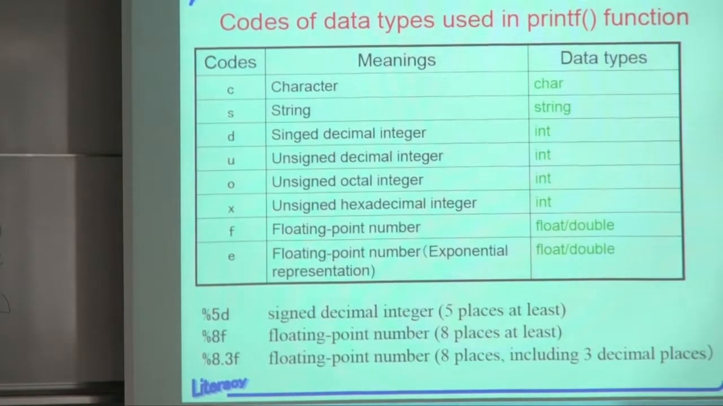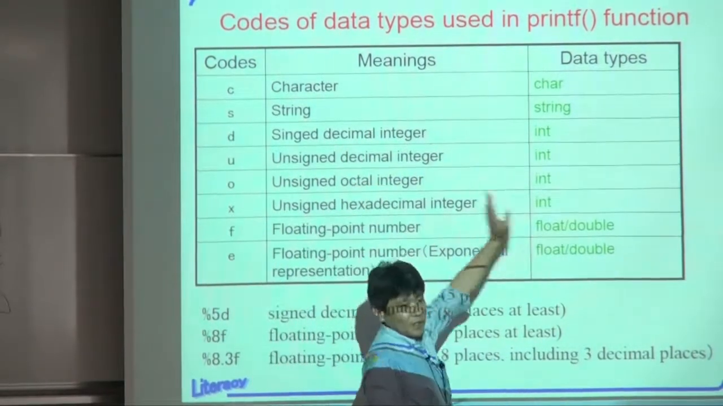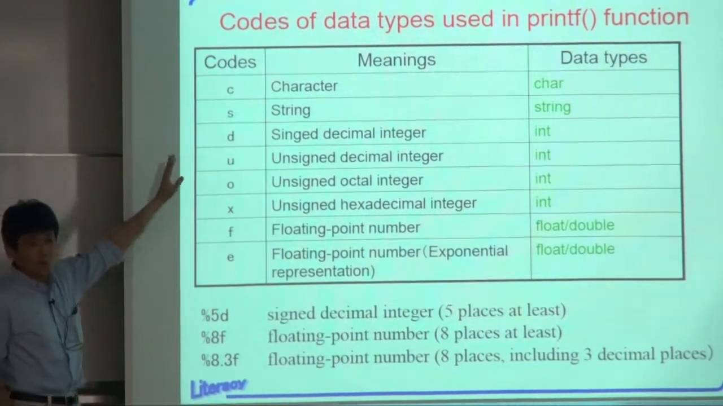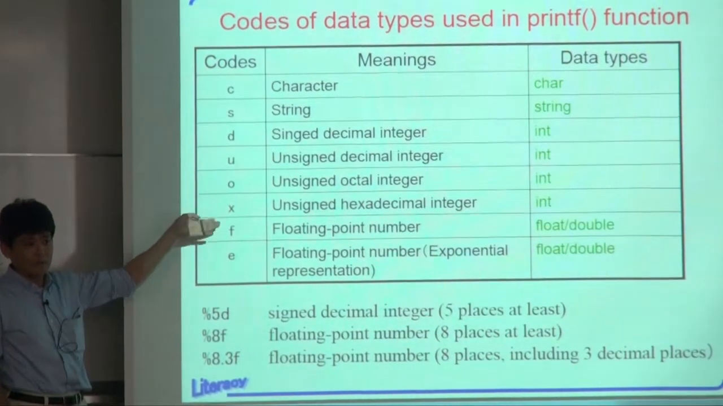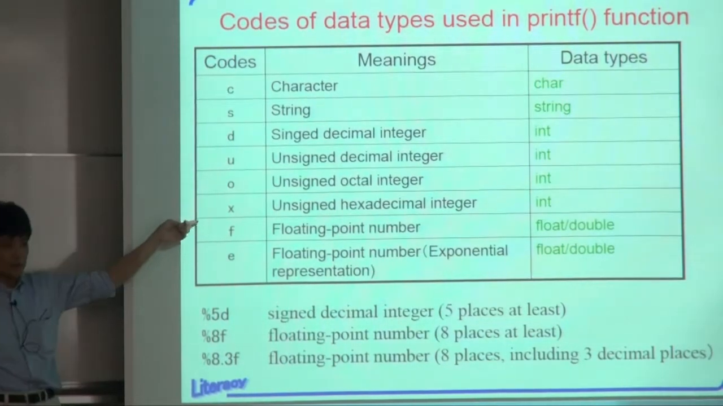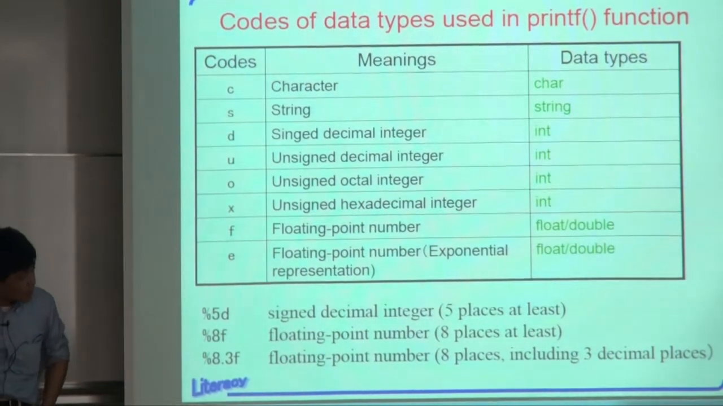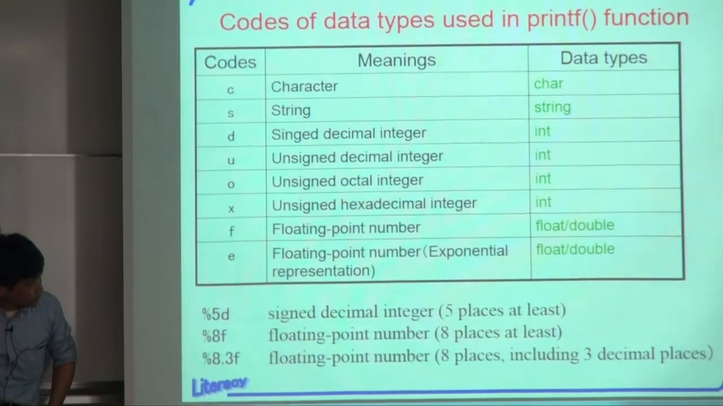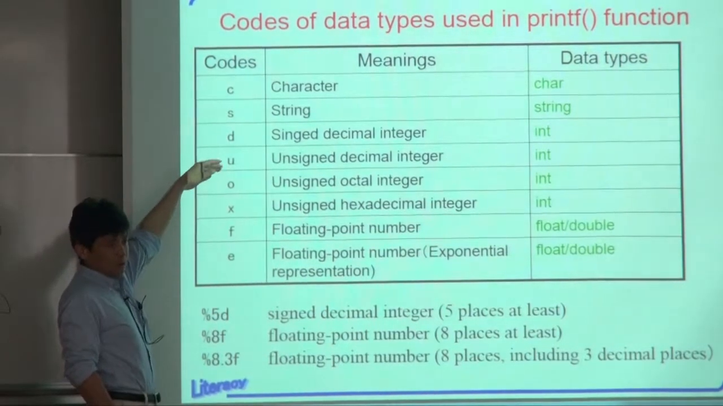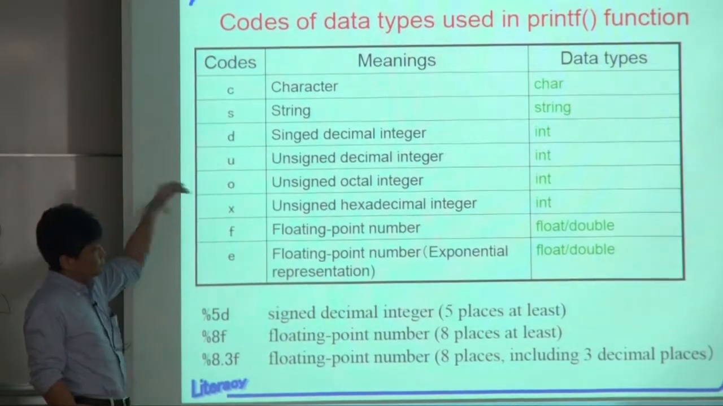So the actual code characters, their meanings, and the corresponding data types are as shown here. This is very important for using format strings. Maybe it's somewhat difficult to remember. If you don't know what kind of code character you can use, please refer to this page.